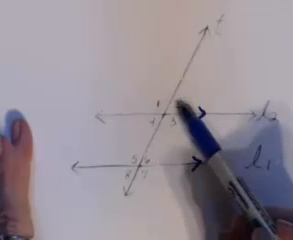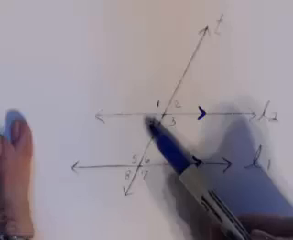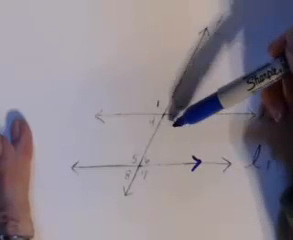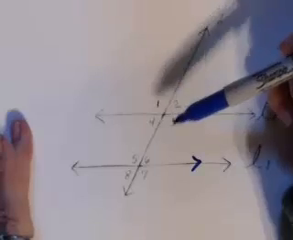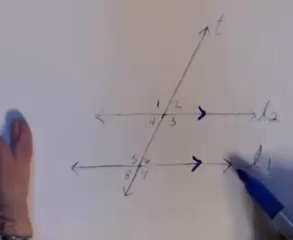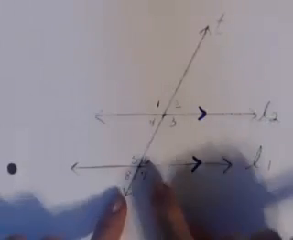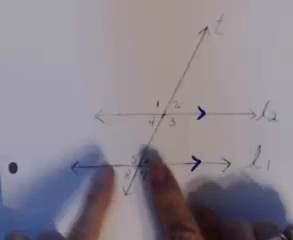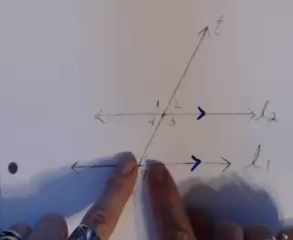Angles 2 and 4 are vertical angles, so they're equal to each other. Angle 1 and 3 are vertical, so they are equal to each other. This transversal intersects the two parallel lines at the same angle. So 6 and 8 are vertical and congruent. 5 and 7 are vertical and congruent.